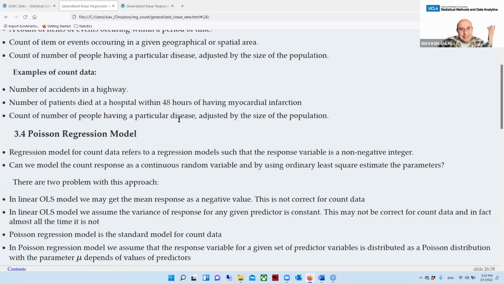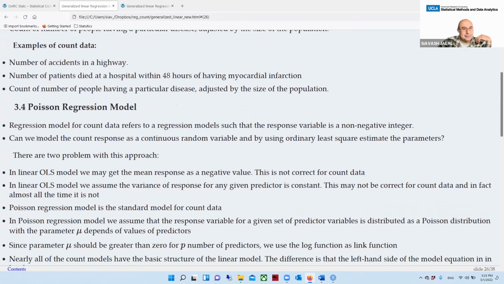Yeah, there are some examples. Number of people who died in a hospital within 48 hours. Maybe in some hospital, you don't have 48 hours, you have like 24 hours. Those are kinds of exposure you need to adjust for, and things like that. Okay.